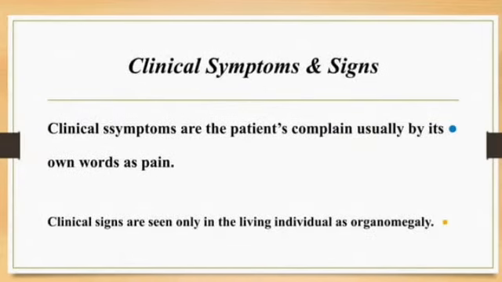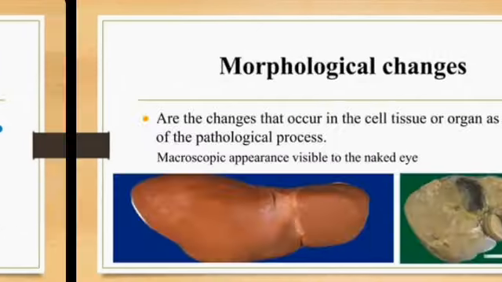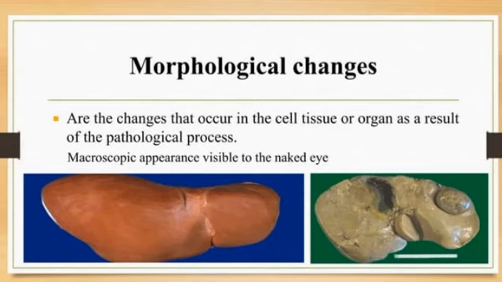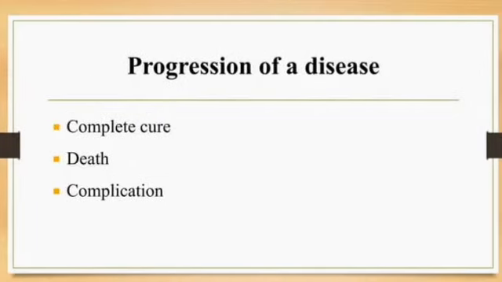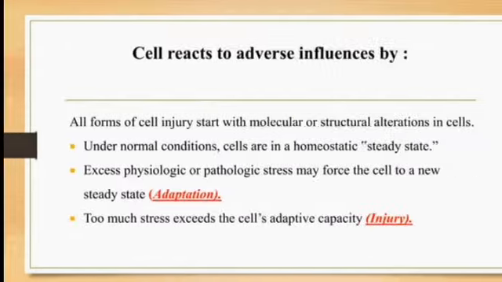Clinical symptoms and the signs. The clinical symptoms are the patient's complaint, usually in their own words, such as pain. The clinical signs are seen only in living individuals, such as organomegaly. Morphological changes are the changes that occur in the cell, tissue or organ as a result of the pathological processes. The macroscopic appearance is visible to the naked eye. While speaking about the progression of a disease, there will be complete cure, death and complication.